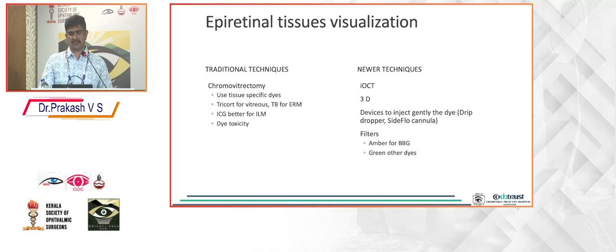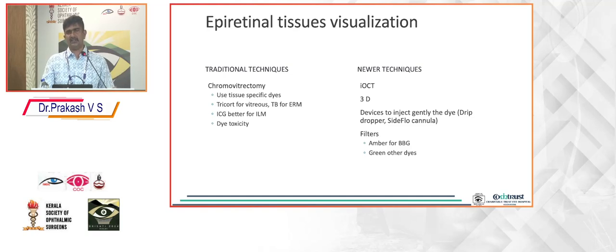For vitreous we use triamcinolone. We can see the multiple layers of vitreous. For ILM in myopic eyes we routinely use BBG, but in myopic eyes the ILM does not stain well with BBG and you may have to use ICG. ICG is slightly more toxic than BBG, but still it is better to use ICG, and trypan blue is better for ERM. Among newer techniques, we have intraoperative OCT, microscopes mounted with OCT, and 3D imaging techniques, which will make it better.